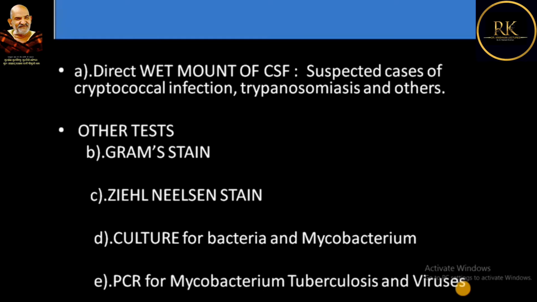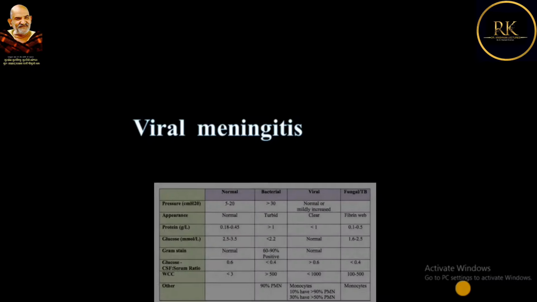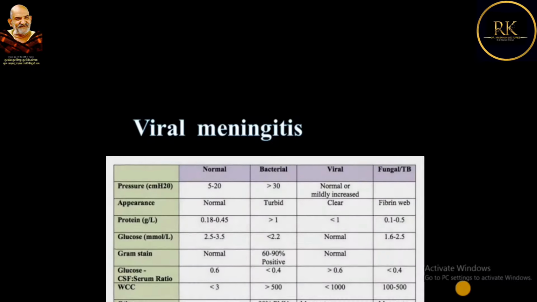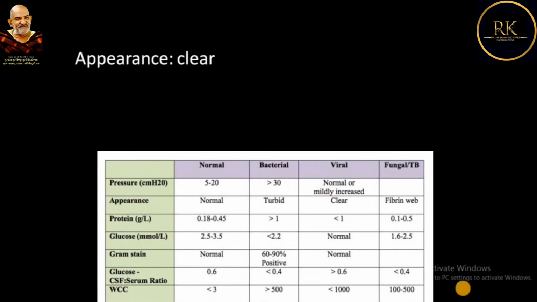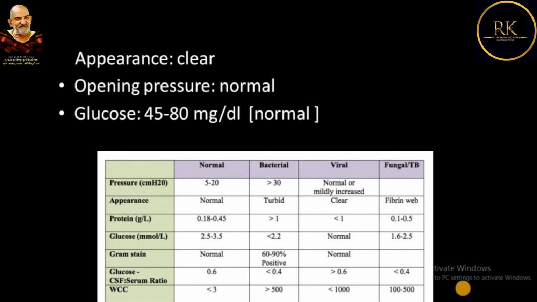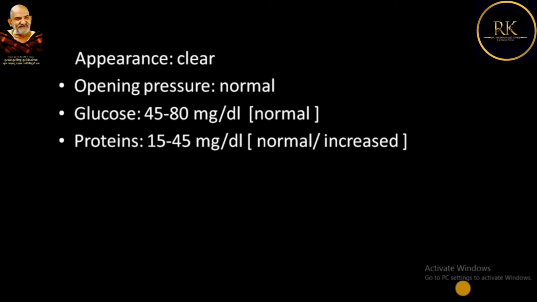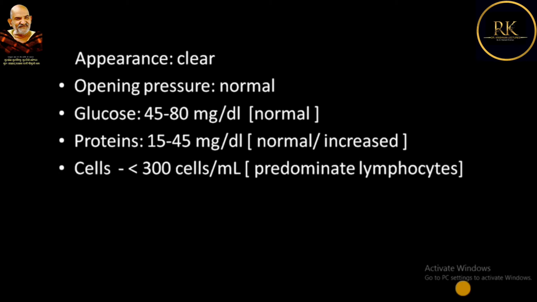Then the CSF picture in the case of viral meningitis includes: appearance is clear, opening pressure is normal, glucose level is normal, that is between the range of 45 to 80 mg per deciliter, protein is normal to increased, that is between 15 to 45 mg per deciliter, cells are less than 300 cells per ml and predominantly lymphocytes.